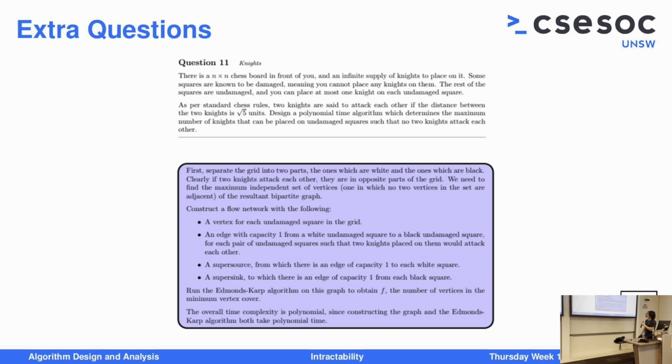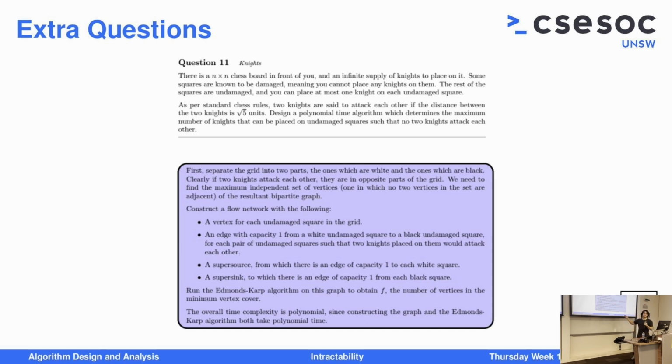Construct the flow network with the following. A vertex for each undamaged square in the grid, an edge with capacity 1 from a white undamaged square to a black undamaged square for each pair of undamaged squares such that two knights placed on them would attack each other. So this idea of separating into white and black. Then we have a supersource from which there is an edge of capacity 1 to each white square, and a supersink to which there is an edge of capacity 1 from each black square. Run Edmonds-Karp on this graph to obtain the flow.